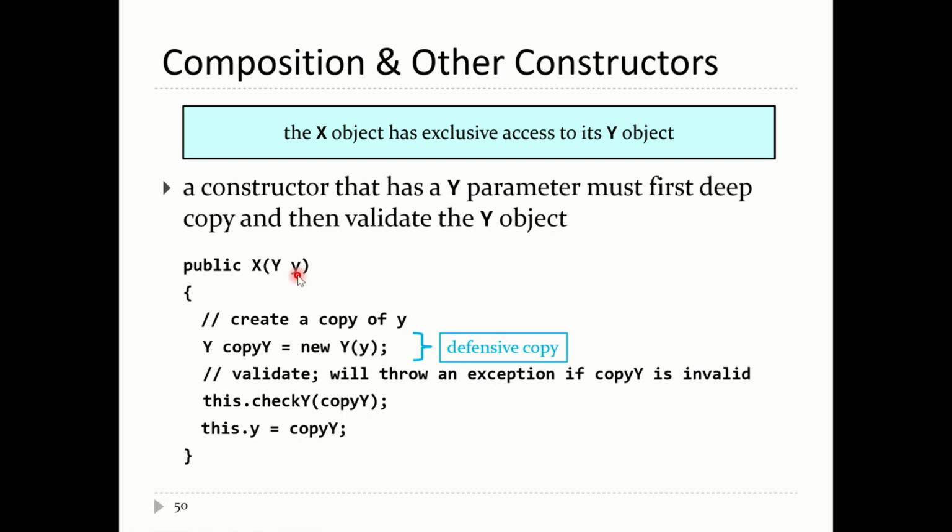If there are preconditions on the value of Y, you now have to validate the copied object. I'm calling the validation check Y because this is just a generic example, so I don't know what you would actually write here. But imagine you have some method that tests the state of the Y object. If it's valid, then nothing happens. If it's invalid, it throws an exception. Only once you're sure that the copy is suitable for your purposes can you write this Y equals copy Y. If there's no preconditions on Y, then you don't need the check, but you still need the copy.